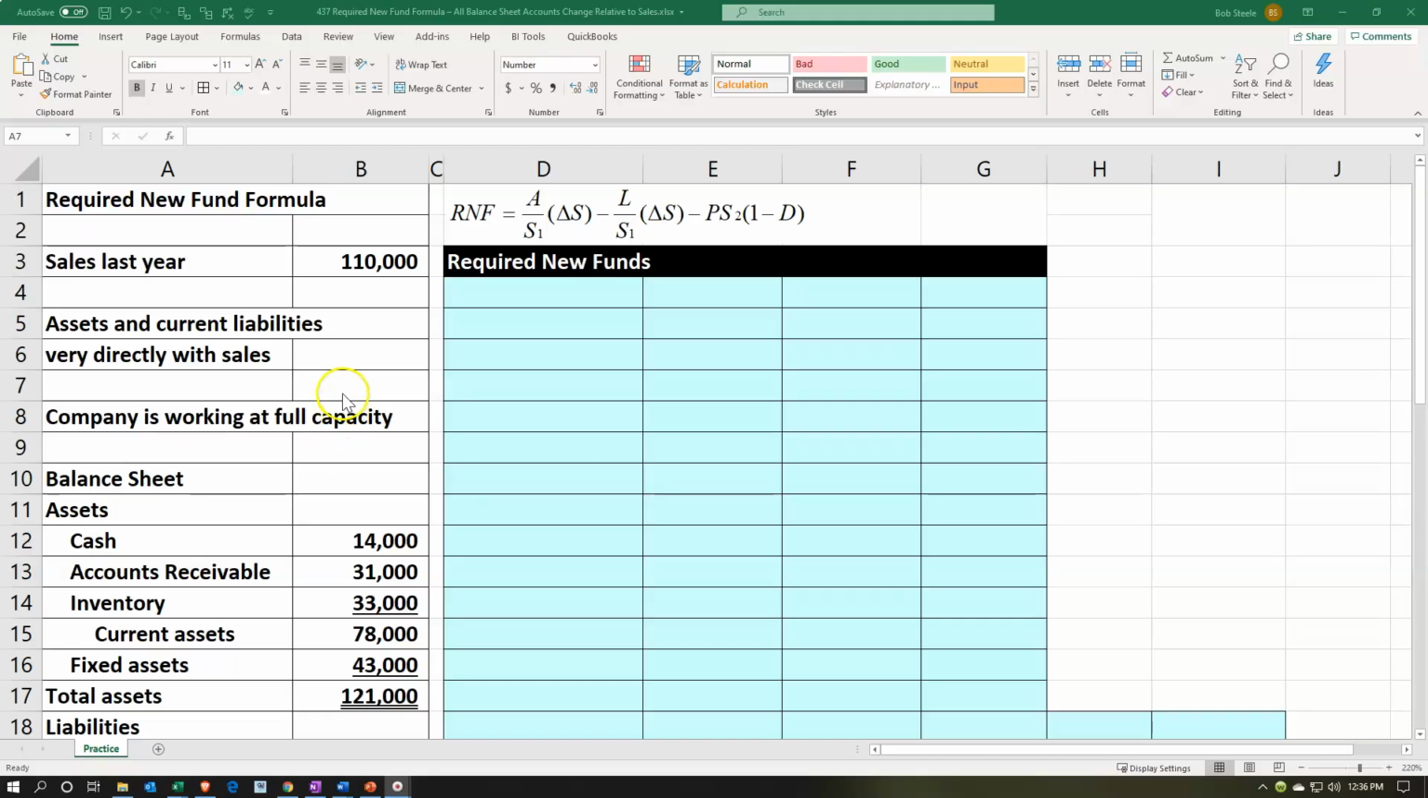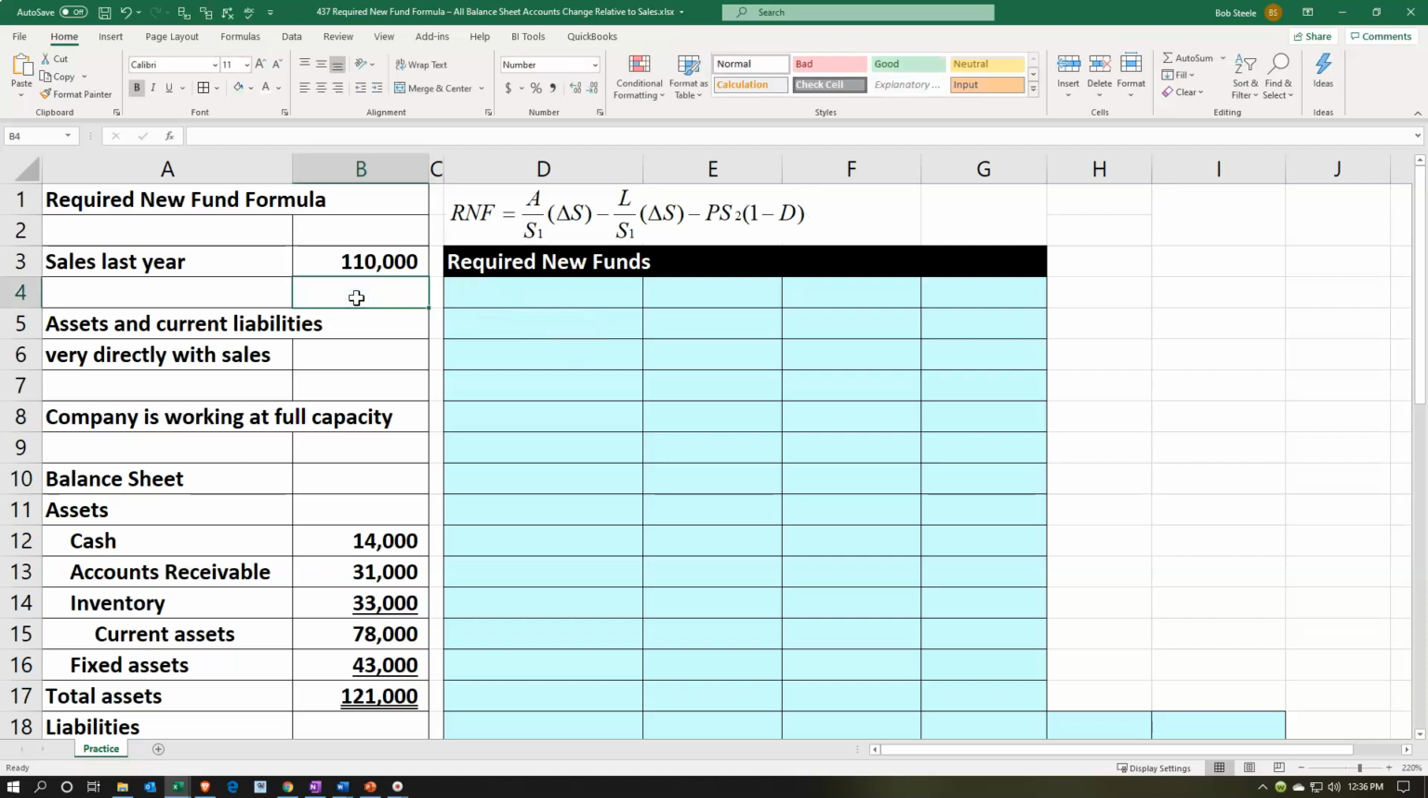Here we are in Excel. We have our information on the left-hand side. We're going to put that into the blue area into our worksheet on the right-hand side. We're going to be focusing in on this formula, which is the required new funds formula as we go through, thinking about the funds that would be required as we project out into the future.